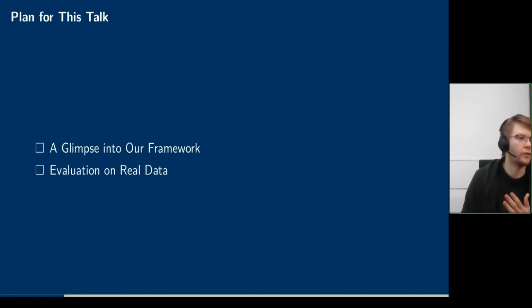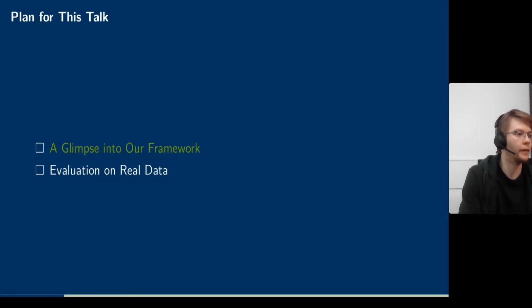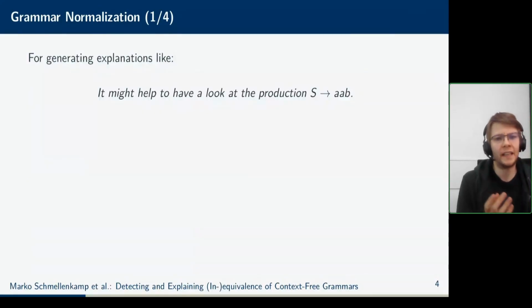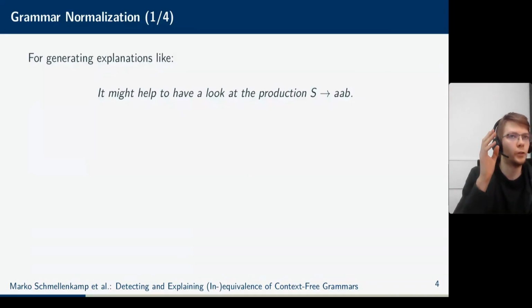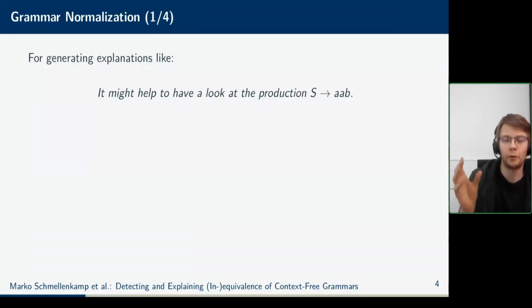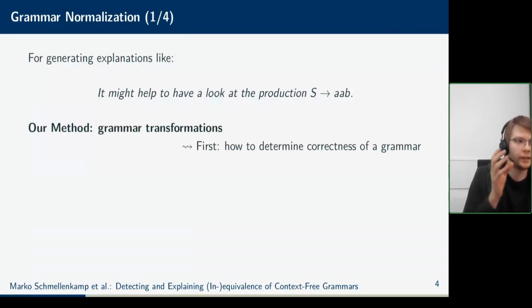In this talk, I'm first going to give you a glimpse into our framework, and then a little peek at how we evaluated it later. First, let's focus on the feedback of the type: you might look at this production because that might help you figure out what you did there. For this, we use transformations. Before looking into this specific feedback, let's first look into how to determine correctness of a grammar by using transformations.